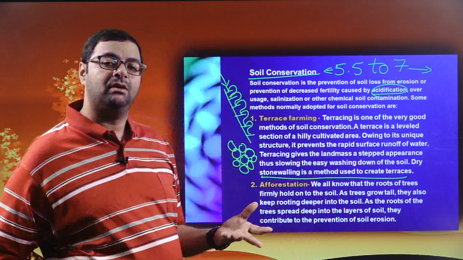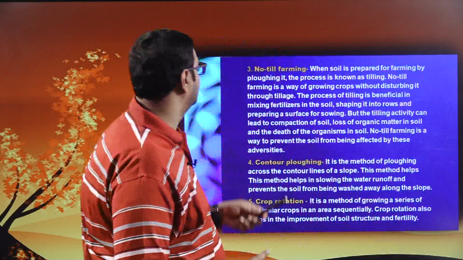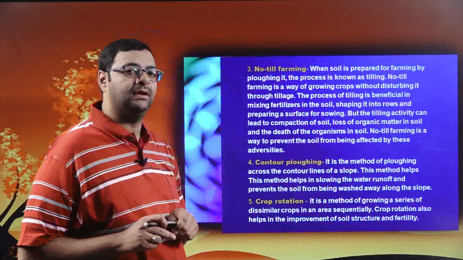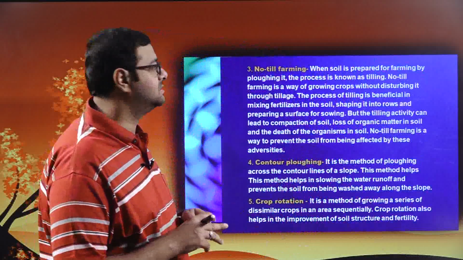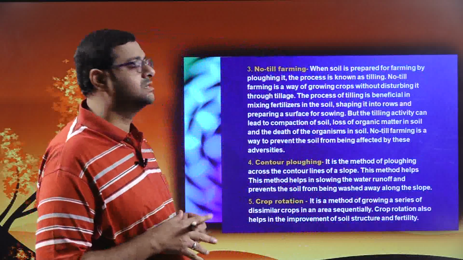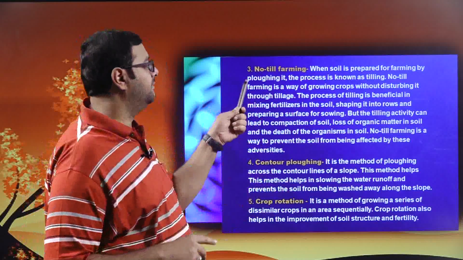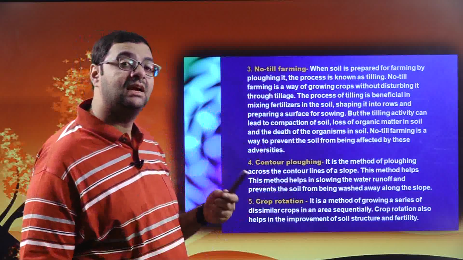So in that way also soil can be conserved. Then we'll go to the third one, which is non-till farming. So you know what the process of tilling is. Tilling is nothing but plowing the soil before planting the next crop. So soil is prepared for farming by plowing it. So this process is basically called tilling.